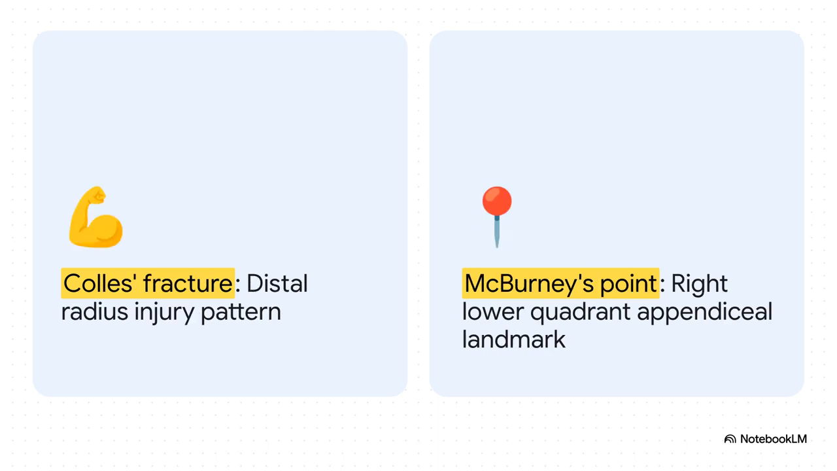Now, what about eponyms? You know, those terms named after people? Eponyms like Colles' fracture or McBurney's point aren't just medical trivia, they're translation triggers. A Colles' fracture points you precisely to a specific anatomical region, the distal radius. McBurney's point directs you straight to the right lower quadrant of the abdomen, specifically right by the appendix. You really have to treat these as direct pointers to location specificity.